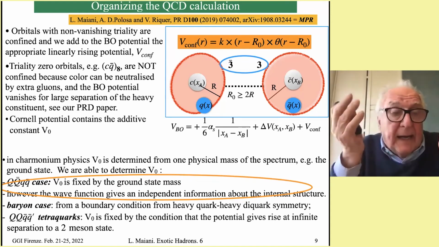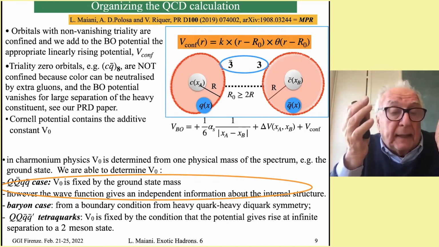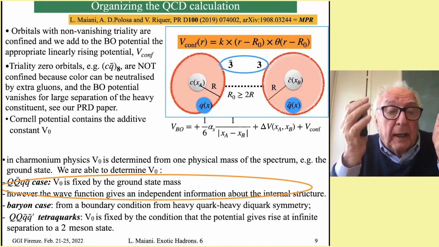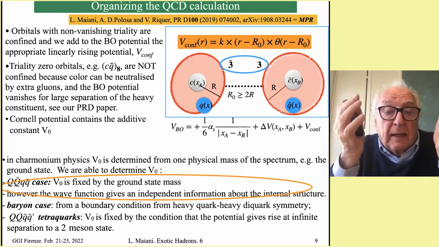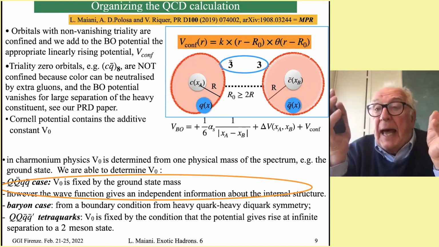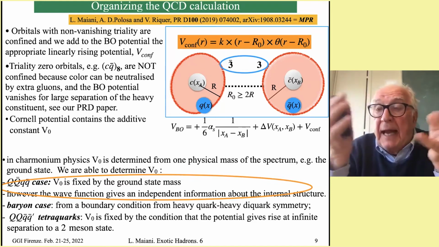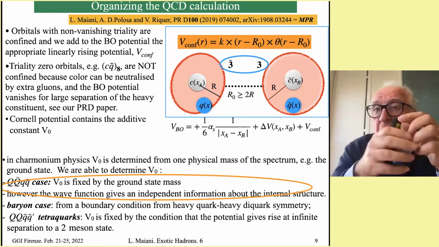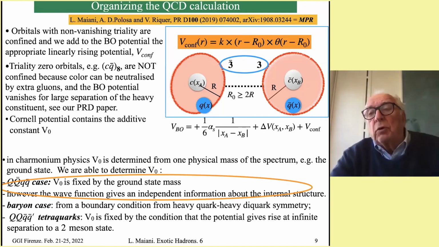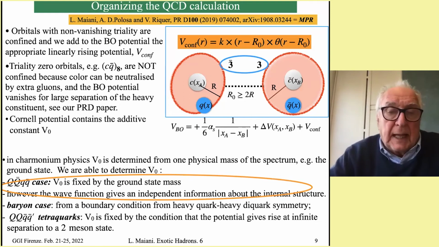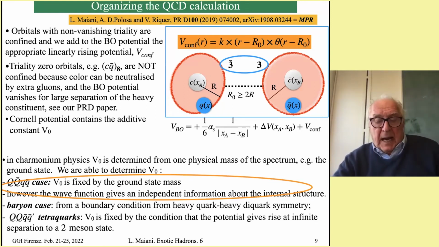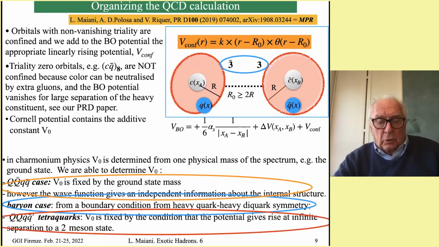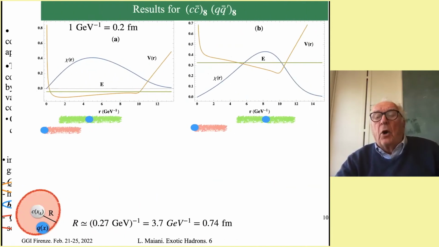In the final case of two heavy tetraquark, in this case, the orbitals are eight or singlets, and there is no V0. V0 is fixed by the fact that at infinity, this potential must vanish, and you have to give rise to a two meson state. This is a discussion of the boundary conditions.